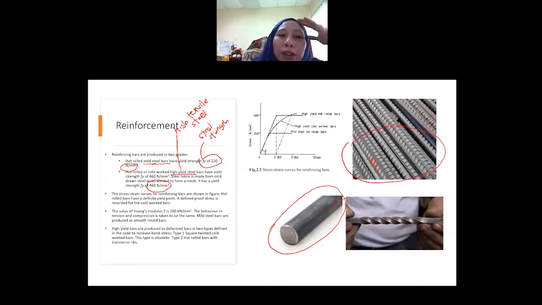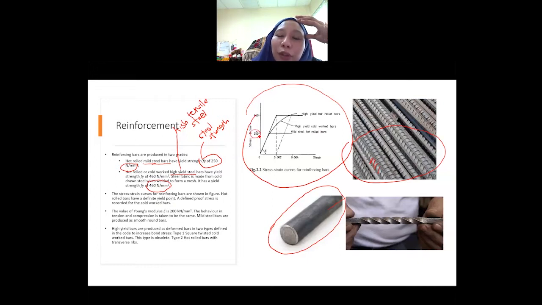Okay, so the stress strain curve for reinforcing bar is shown in the figure. Hot roll bars have definite yield points. A defined proof stress is recorded for the cold work bar. If you look at the stress strain curve for reinforcement bar here, you see that the mild steel hot roll steel bar, you akan nampak dia punya stress is up until 250.